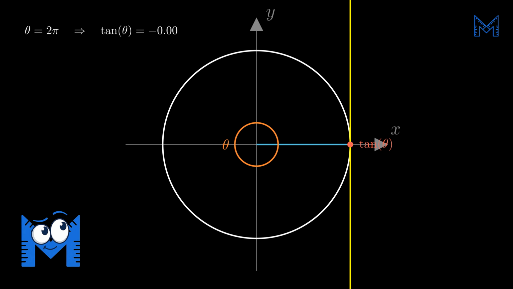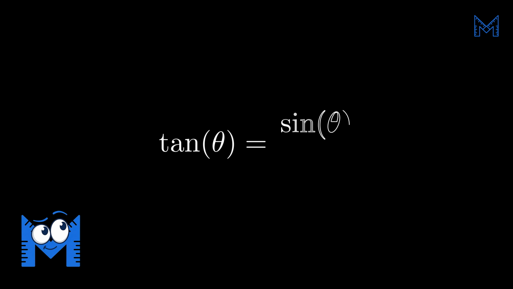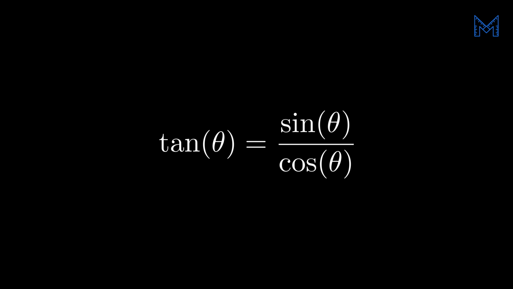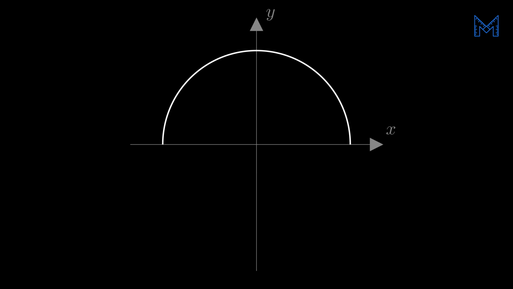Now that we have a clear picture of tangent on the unit circle, an essential question arises. Why is the tangent of an angle equal to its sine divided by its cosine? In class, you're often given this formula as just a rule to memorize. But here, we're going to see that it follows directly from geometry. Let's return to our unit circle.